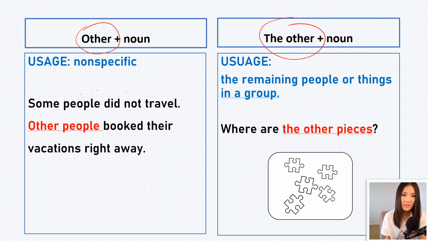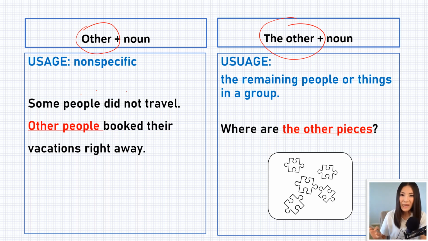Example here says, some people did not travel. Other people booked their vacations right away. I'm not talking about a specific group of people. I'm generally speaking, some people did this and some other people didn't do that.